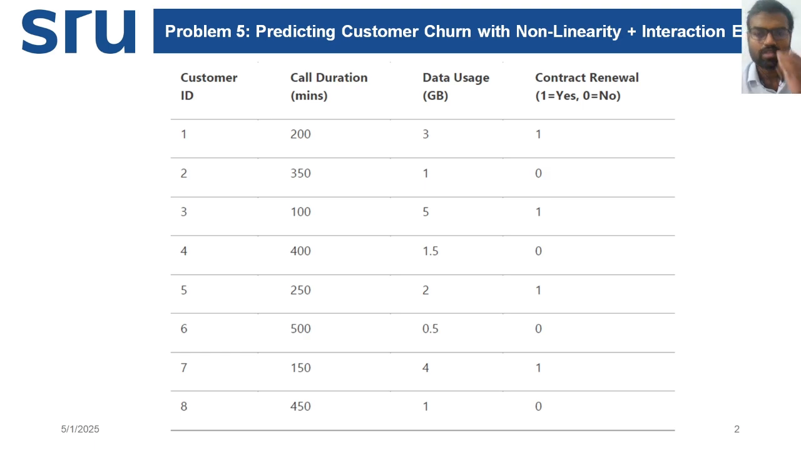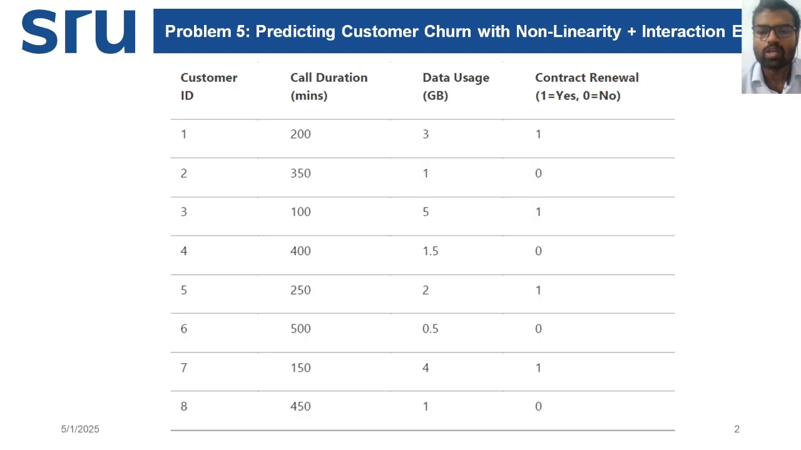Okay, let's have a look. This is the data set given. There are 8 customers with customer IDs. It covers their cell service: how much time they talked on the phone, for example 200 minutes, 150 minutes, and data usage, how many GB, like 3 GB. Then contract renewal, meaning whether they are going to recharge or go to other places. Here one means renewal, zero means not renewing, meaning churn. They are probably leaving.